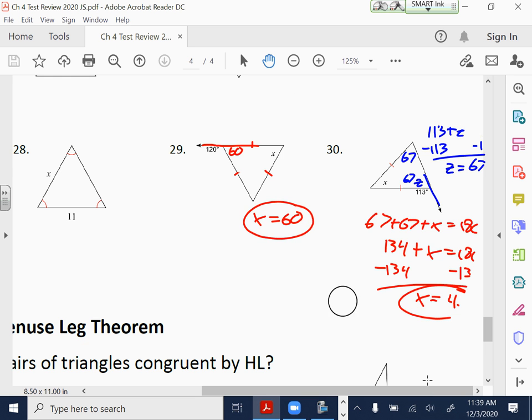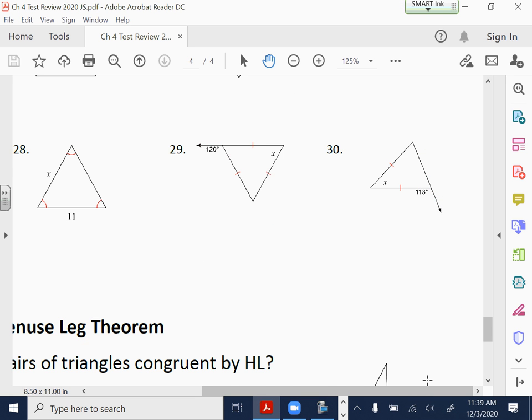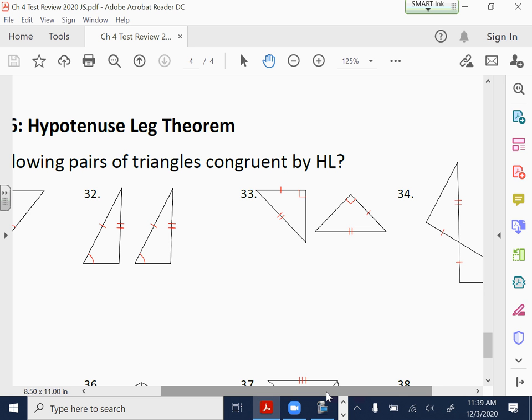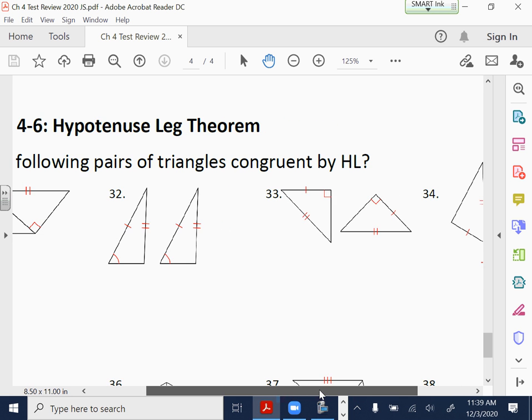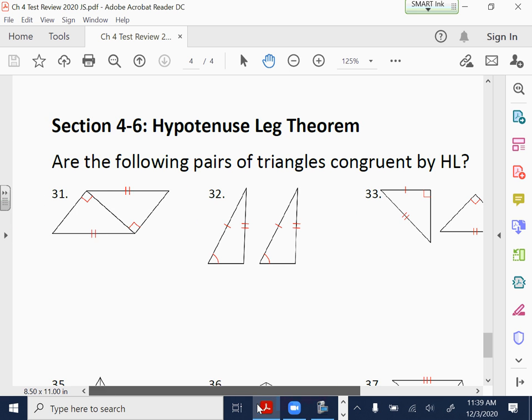And the last part of this goes fairly quickly. Are the following pairs of triangles congruent by hypotenuse leg? Now again, we need three things in all the congruencies we've learned so far. Again, I said this before, but side, side, side, side, angle, side, angle, side, angle, angle, angle, side. All four of those need three things. Same thing with hypotenuse leg. We need to know that it's a right triangle, and then we need to know the hypotenuse are congruent to each other and the legs are congruent to each other.